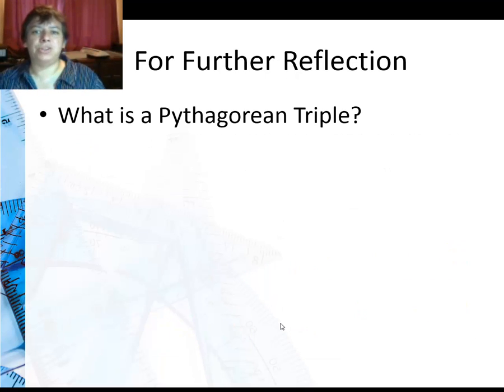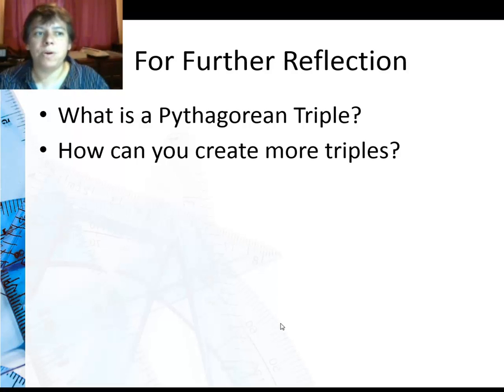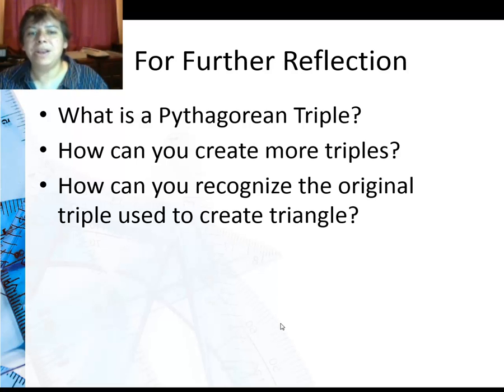So for further reflection, what is a Pythagorean triple, and how can you create more of them? How can you recognize the original triple used to create the triangle?